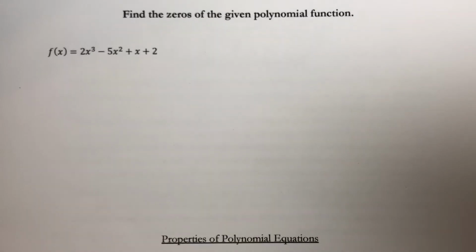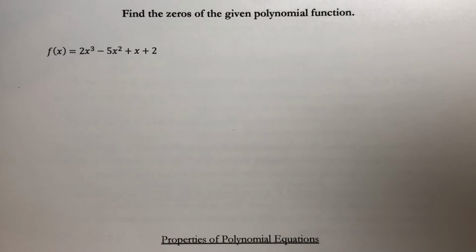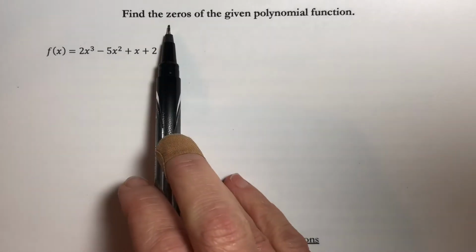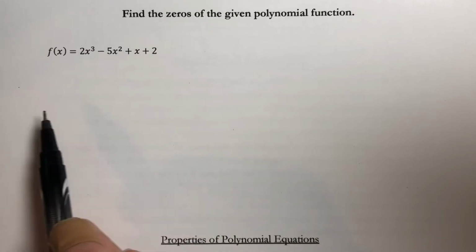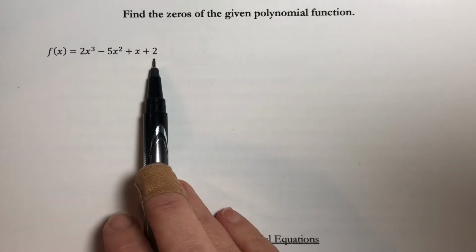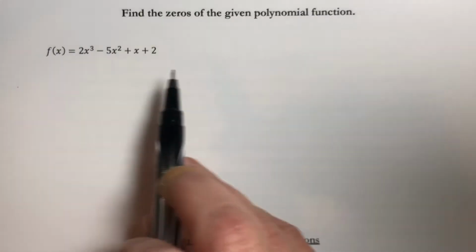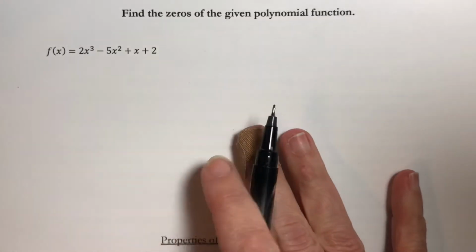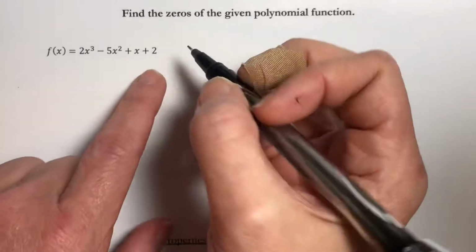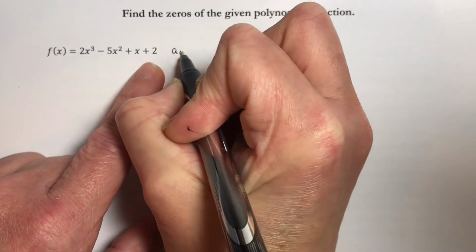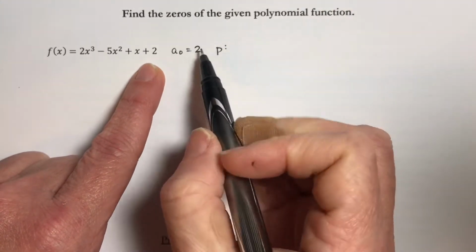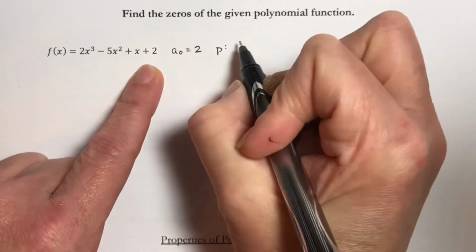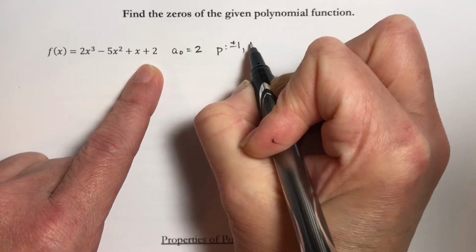This is part 2 of section 3.4. We want to use the rational zero theorem to find the zeros of this given polynomial. I notice that I have integer coefficients, so the first thing I want to do is list all of my possibilities. Well, 2 is my a0, so the p comes from everything that divides evenly into 2, and that would be plus and minus 1 and plus and minus 2.